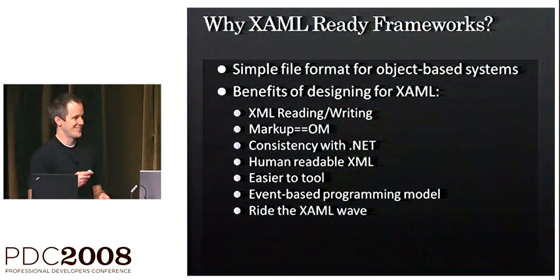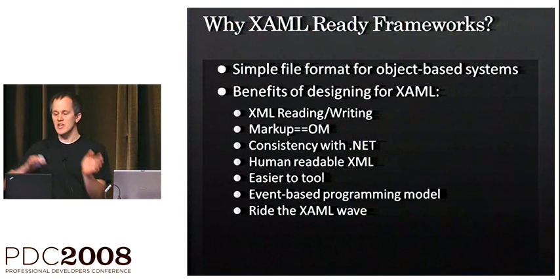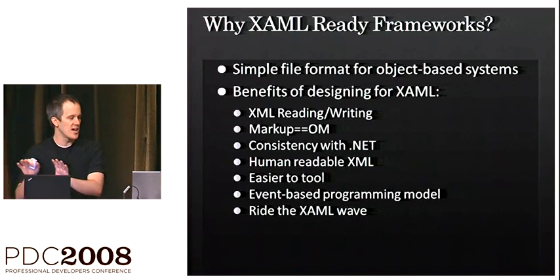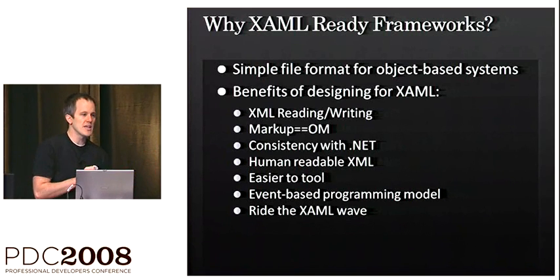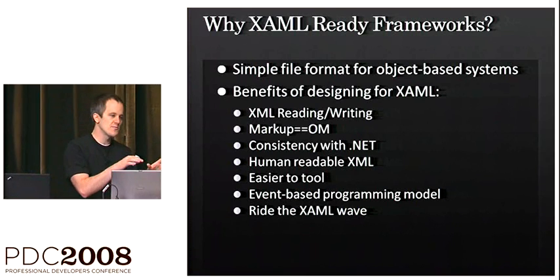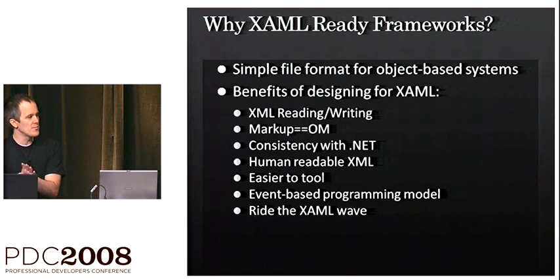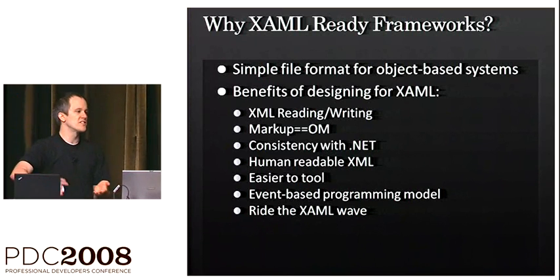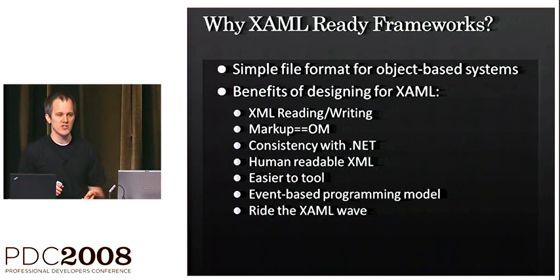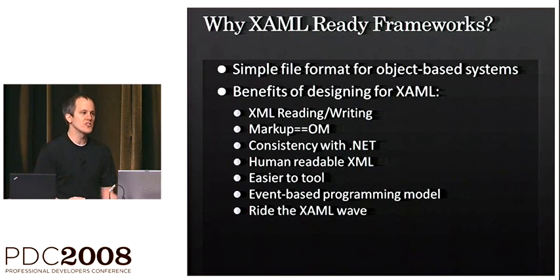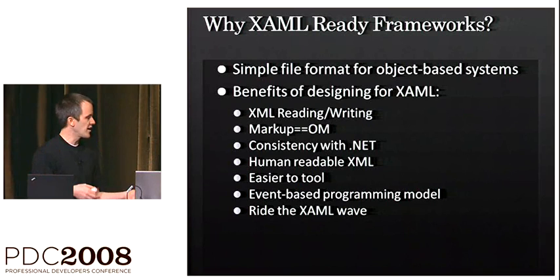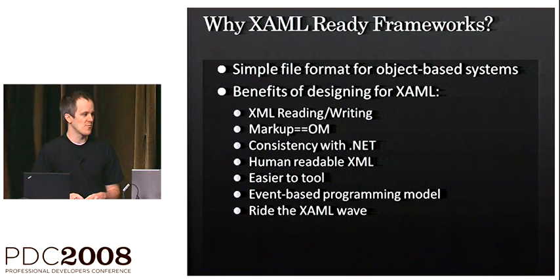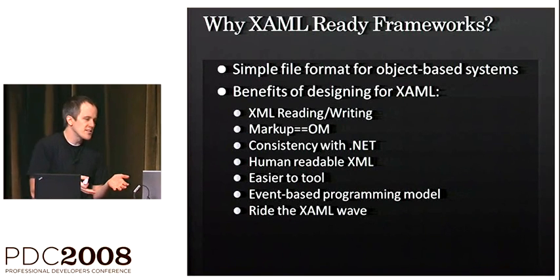XAML follows the principle that markup equals OM, so there's a very straightforward mapping between the XML markup and your object model. This means that if you understand the object model, then it's fairly easy to write the markup. Consistency with .NET: across .NET we're using XAML more and more, creating richer and richer XAML vocabularies. Users can use their knowledge of XAML from other domains like WPF, WF, WCF to understand how they can author in that format. XAML is more human-readable XML.